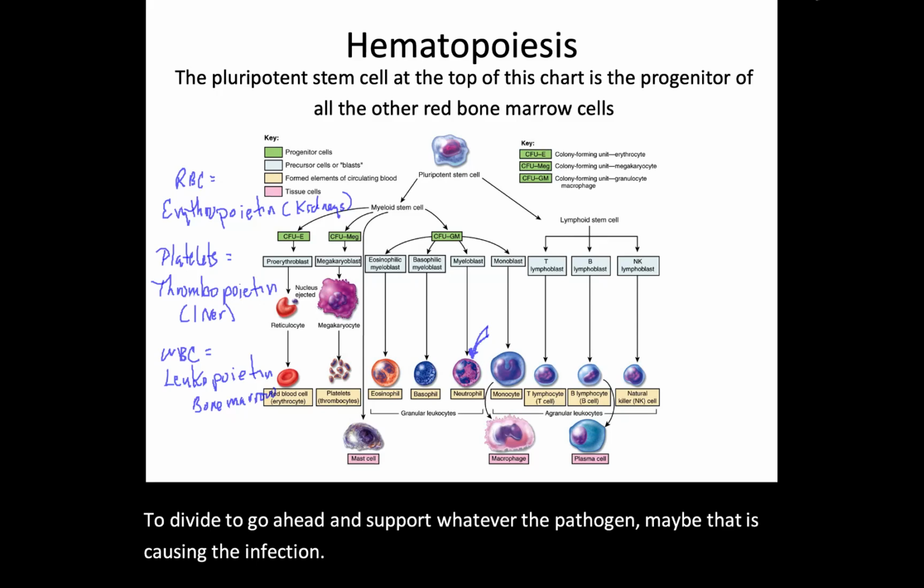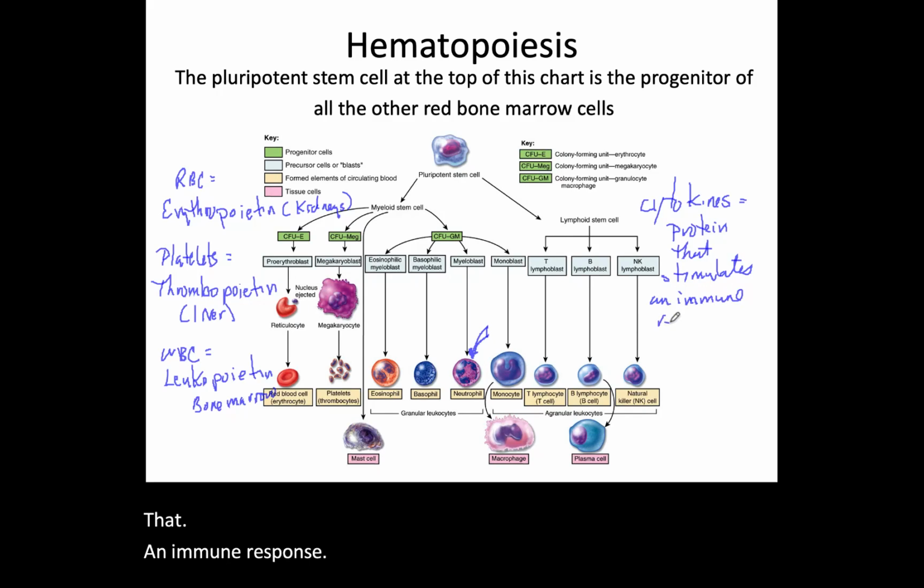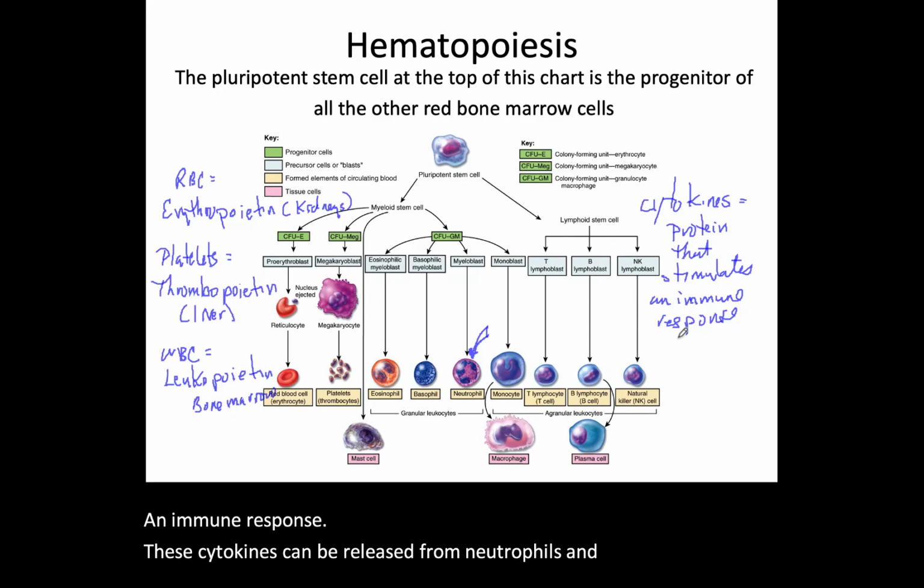And so, again, by definition, a cytokine is a protein that stimulates an immune response. These cytokines can be released from neutrophils and monocytes specifically. And we're going to talk more about this when we get into the immune system as well.